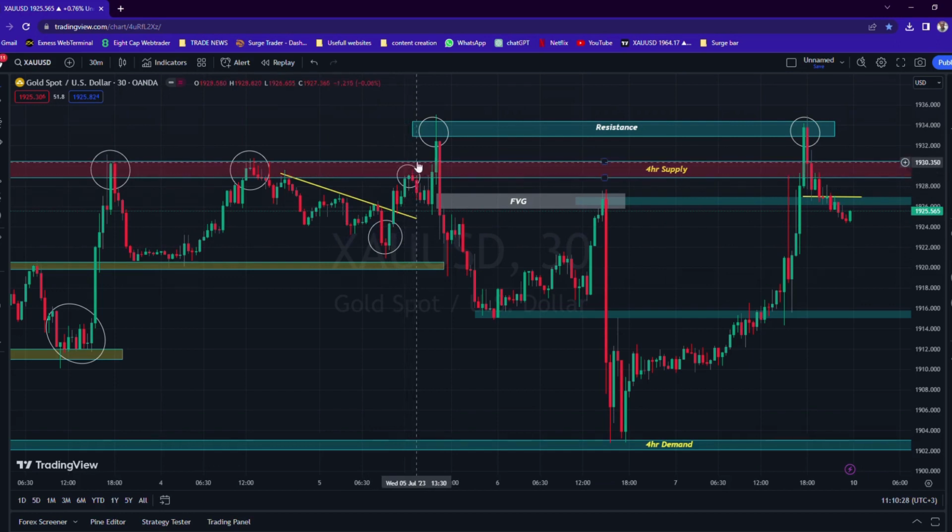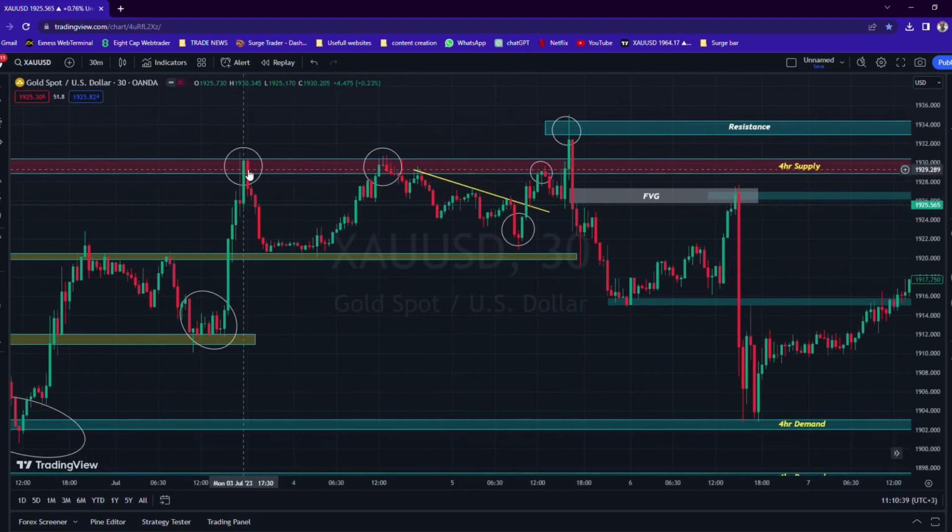Now here there was an opportunity after the rejection, but then there was a liquidity sweep. Most likely this will always happen on gold after something like two moves to the supply zone. All this liquidity will be created, 2 or 3 moves that go to the supply or demand zone, and after a lot of liquidity is created, there will always be a liquidity sweep.